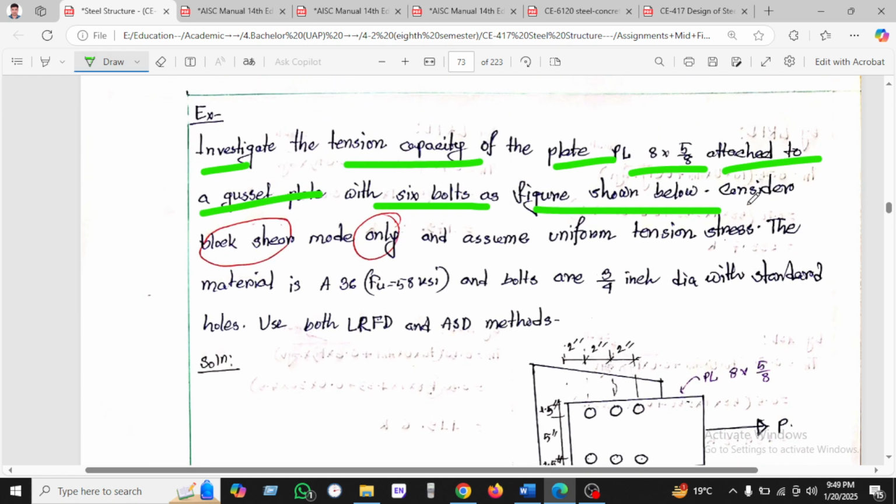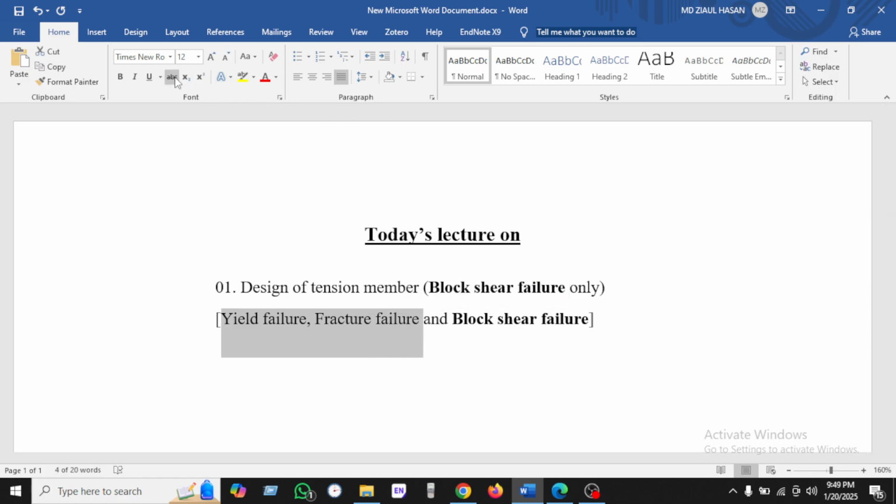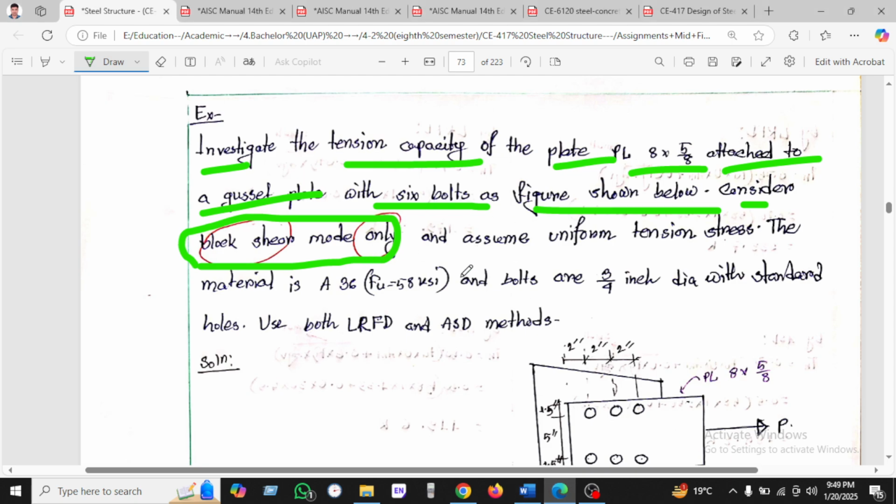Here is the figure, and consider the block shear mode only. So I will share only block shear. I will not calculate the yielding and fracture mode. Assume uniform tension stress, the material is 58, and the bolts are 3/4 inch in diameter with the standard hole, and use both the LRFD and ASD methods.